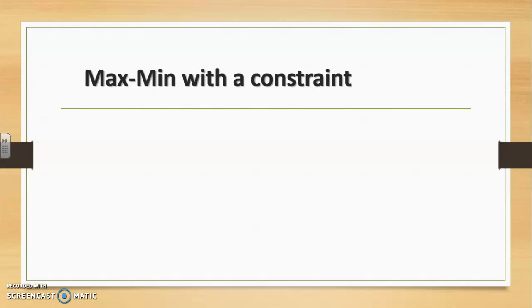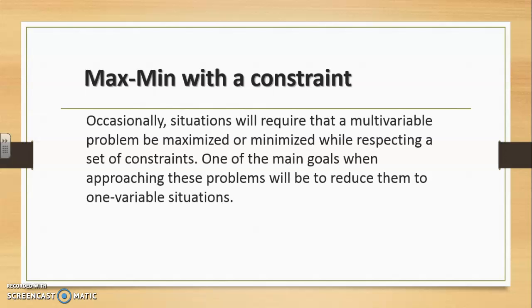The most complex situation, and the one that we will pay most attention to, are max-min situations with a constraint. Occasionally, situations will require that multivariable problems be maximized or minimized while respecting a set of constraints. One of the main goals when approaching these problems will be to reduce them to one-variable situations.